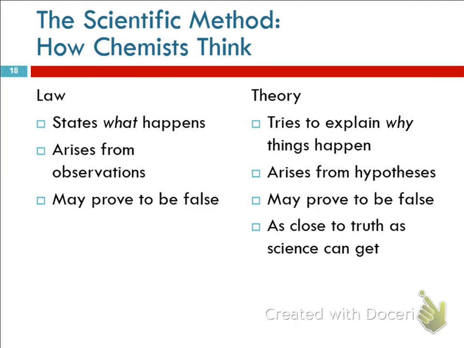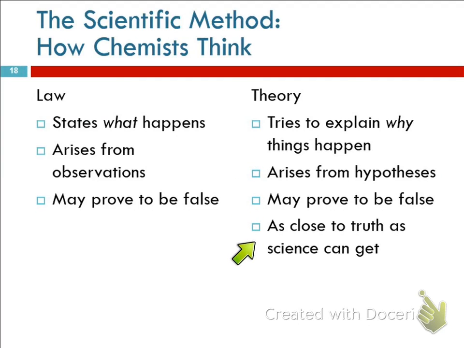So here's a comparison of these two, because it's important to understand the difference. The law states what happens. It comes from observations. It may prove to be false. The theory tries to explain why. So law is what, theory is why. Theories come from hypotheses. Theories can also prove to be false.